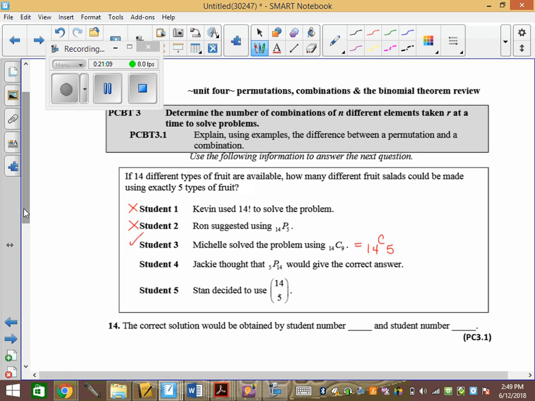Student 4 is just lost in so many ways. First off, they put the 5 first. Second off, they picked a P. There's so many problems with poor Jackie. Jackie is just having a rough time. And then 14C5 is good. 14C9 would be also good. So student 5 Stan's good too. So Michelle and Stan.